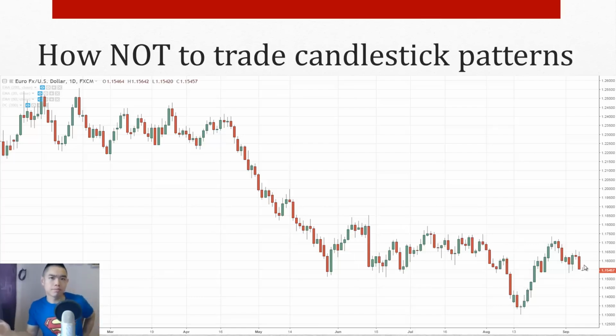What's going on? Why is that so? I'll explain why shortly. But first, the message I'm trying to bring over here is that you don't want to trade candlestick patterns in isolation. What is isolation? It means you don't want to trade candlestick patterns by themselves. Just because the candlestick is green doesn't mean you go long. Just because it's red doesn't mean you go short. That's what I mean by isolation. So don't trade candlestick patterns in this manner.